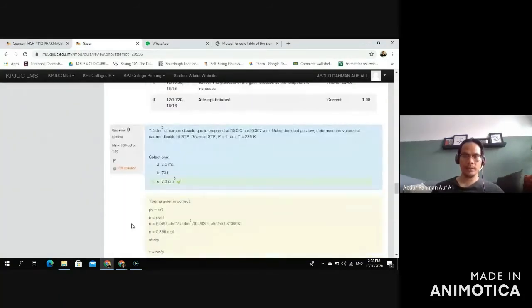Next question, question number 9. 7.5 dm cubic of carbon dioxide gas is prepared at 30 degrees Celsius and 0.987 atm. So using the ideal gas law, determine the volume of carbon dioxide at STP. So standard testing procedure. Sorry, standard conditions. My bad, sorry. So STP is standard temperature and pressure.